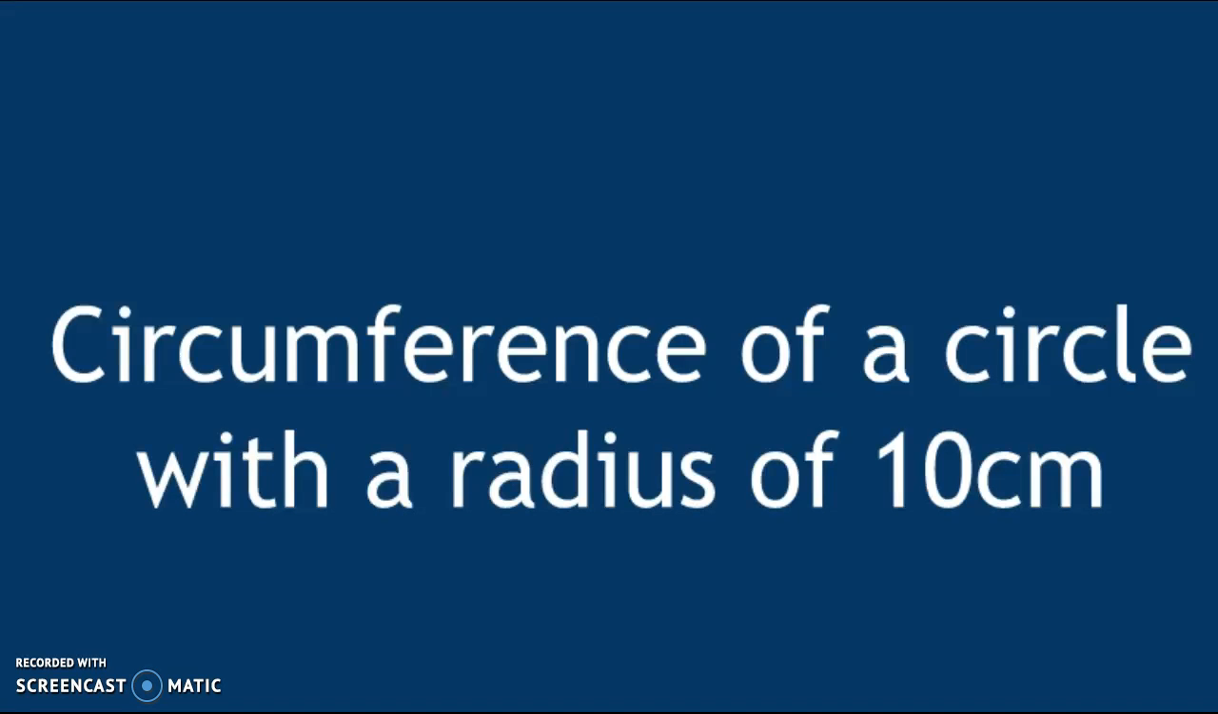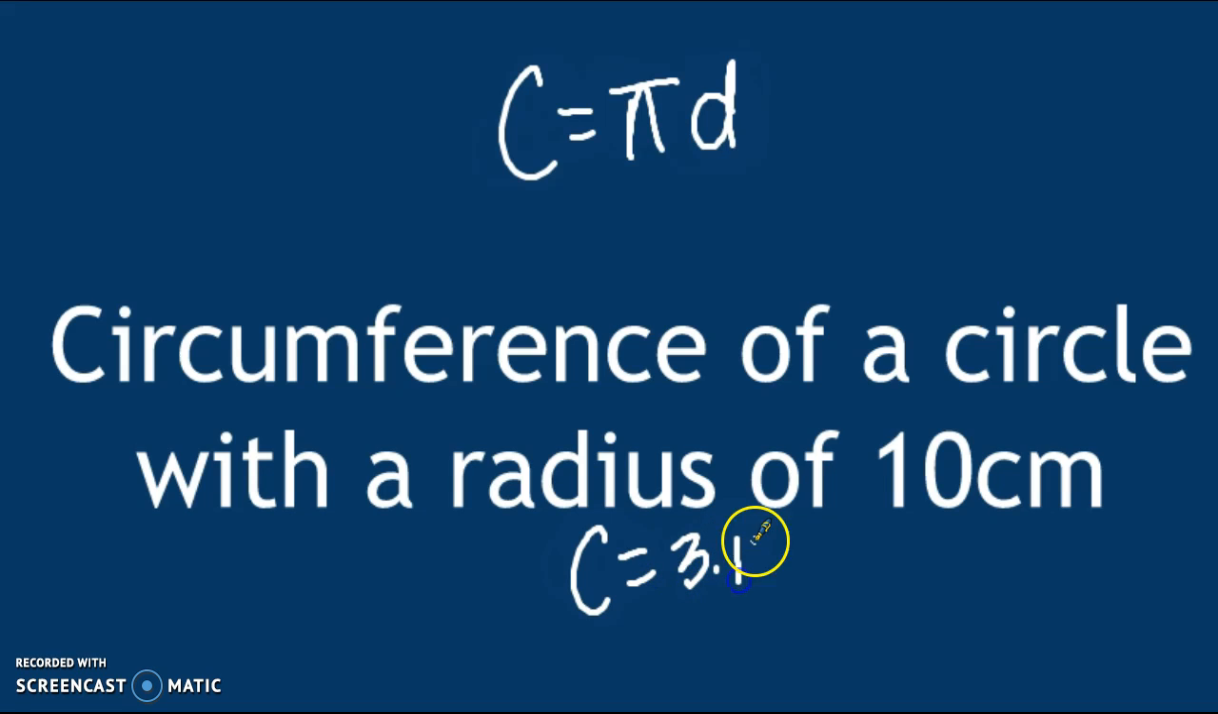Alright, so we're going to review this unit. We're going to start with circles. Circumference of a circle with a radius of 10. So remember, circumference is C equals pi times diameter. So C equals 3.14 times diameter.